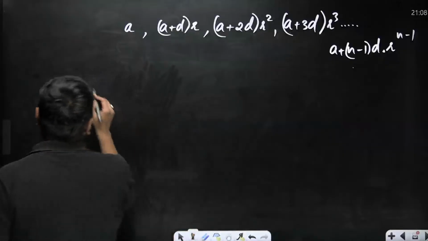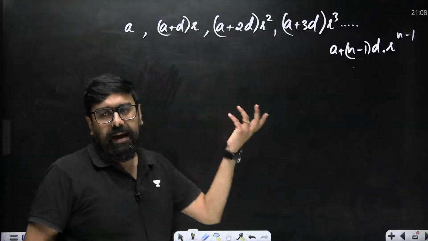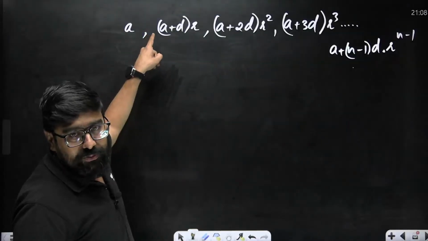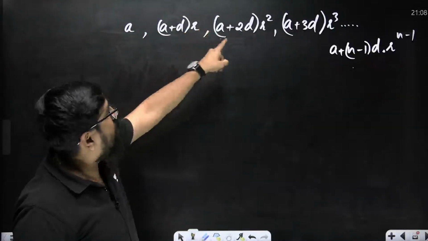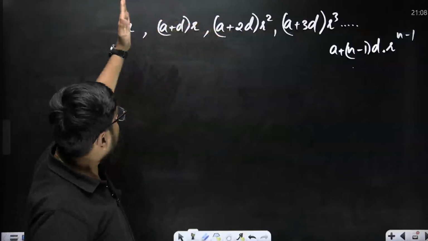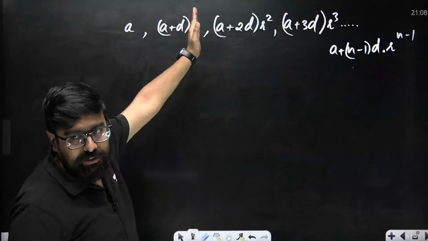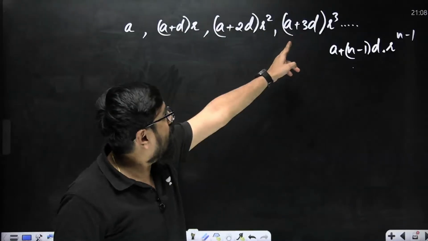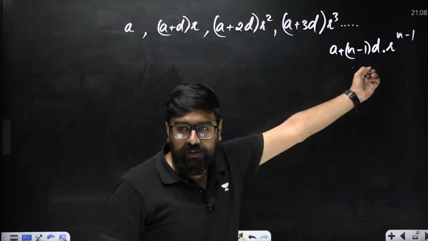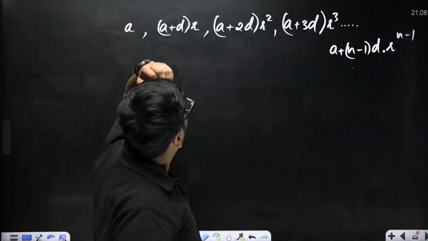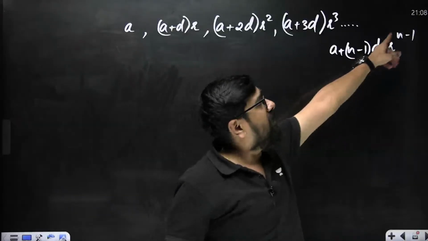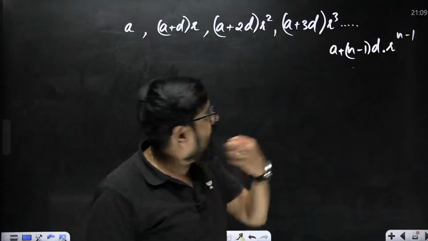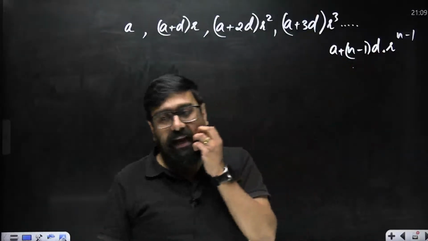Now, suppose we have to find the nth term. First term has r to the power 0, second term r to the power 1, third term r to the power 2, fourth term r to the power 3, fifth term r to the power 4, and the nth term will have r to the power n minus 1, multiplied with a plus n minus 1 d.